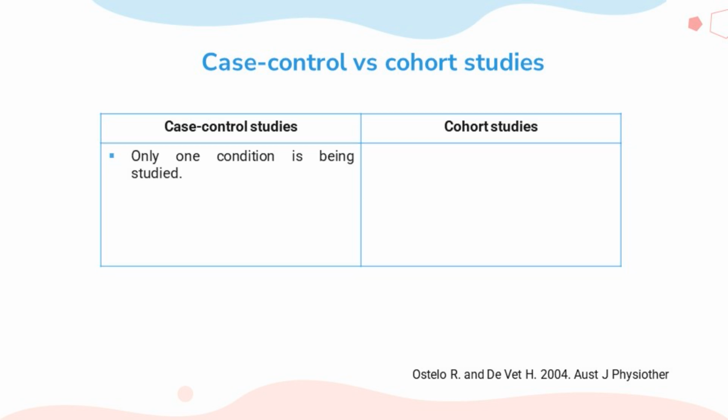Case control studies focus on the study of only one condition. Cohorts can register several at once. For example, type 2 diabetes often goes hand in hand with obesity and cardiovascular disease.